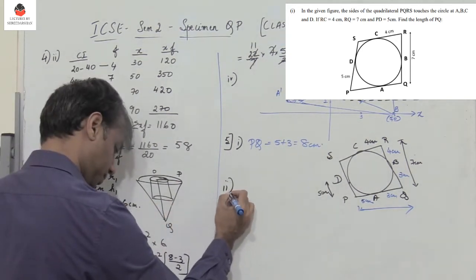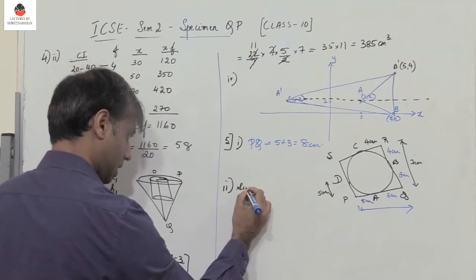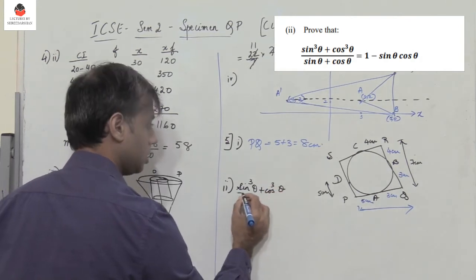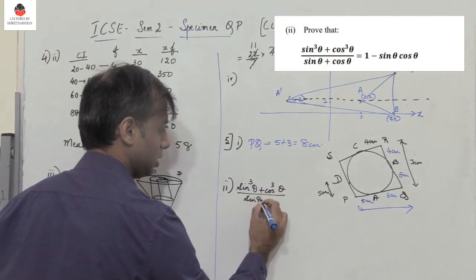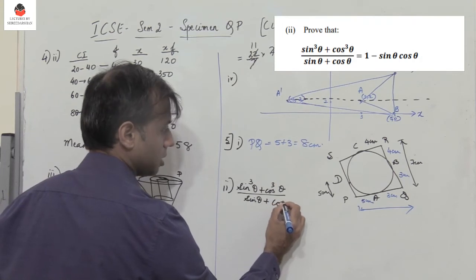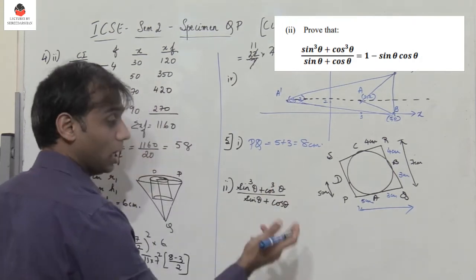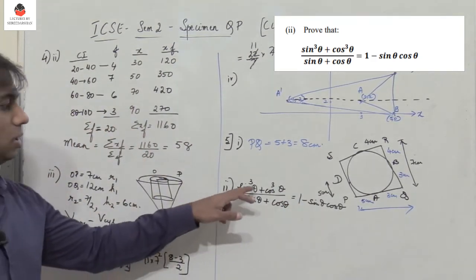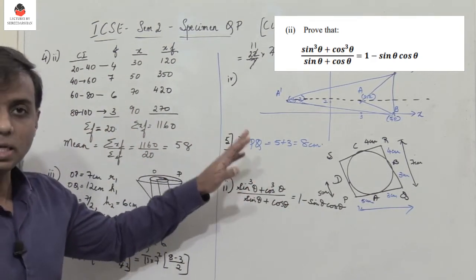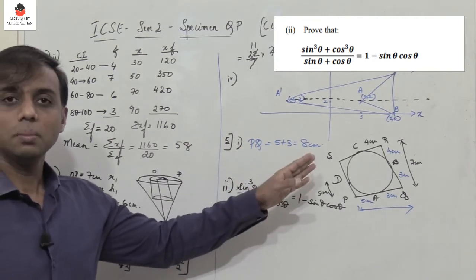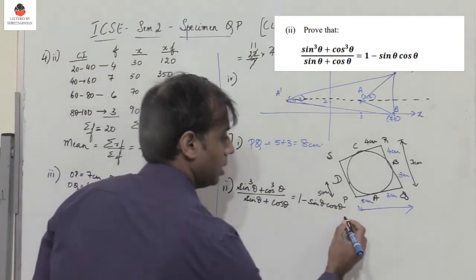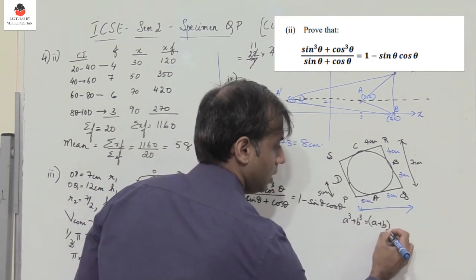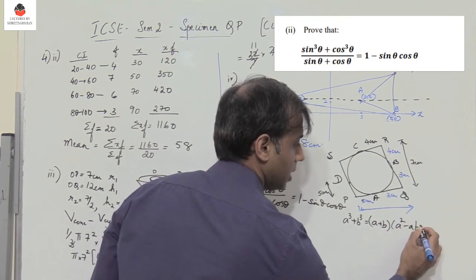Second one, prove that (sin³θ + cos³θ) divided by (sinθ + cosθ) should be equal to 1 − sinθ cosθ. This is of the form a³ + b³. a³ + b³ equals (a + b)(a² − ab + b²).